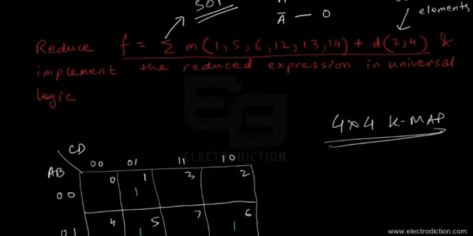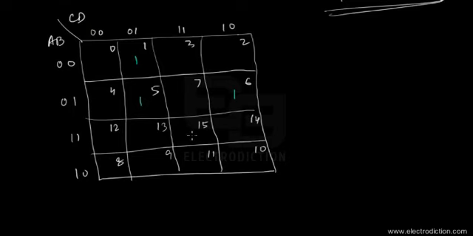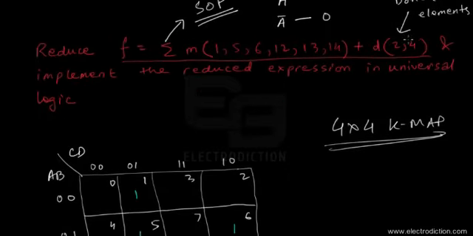So the next elements are 12, 13, and 14. Alright, so let's just take a look. Where is 12? Okay, so 12, 13, and there you go, 14. Fine, so the cells have been numbered, and now we need to take a look at the function once again, and we have the don't care elements 2 and 4.